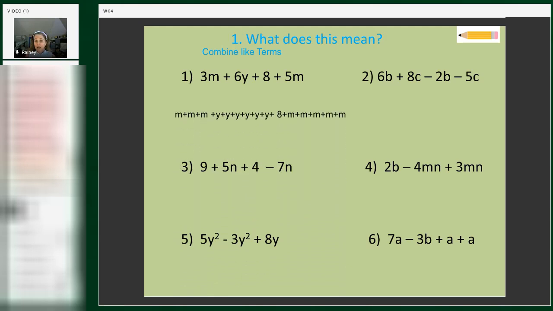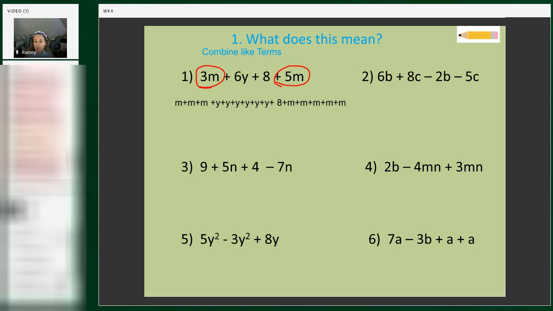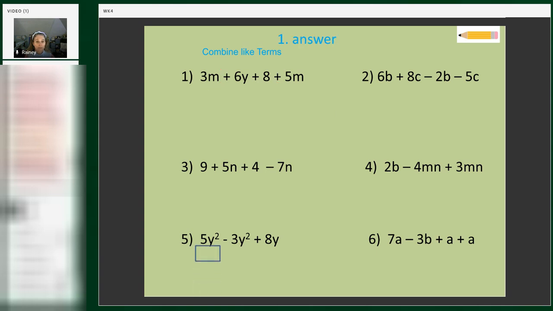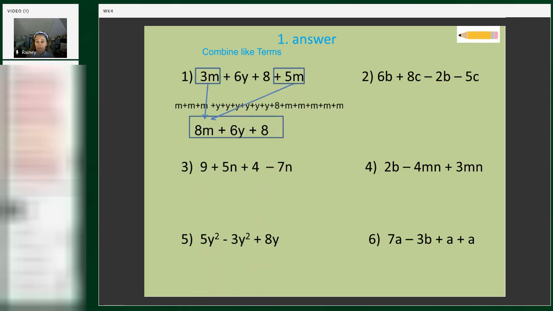All right. First, we don't want to do like he did and say 1m plus 1m plus 1m, 1y plus 1y plus another y. No, we don't want to do that. Instead, we can just simply add them together. So for the first one, we put 3m, circle it, and 5m together. They're both m's. Your answer is going to be 8m plus 6y plus 8. Why did we not put the 6y? Because there are no other y's, so I just leave it. There's no other constants, so I leave it. So this is the answer to write on your paper.